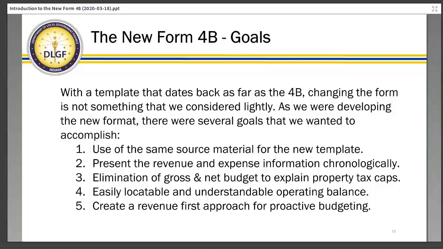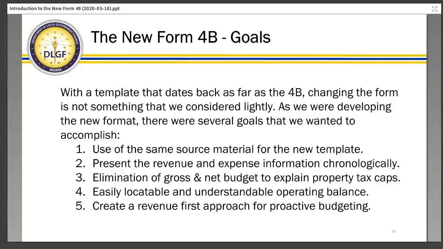Number 4, we wanted to make sure that the operating balance was in a much more prominent position, for the reasons that I talked about before, the importance of that number in the budgeting cycle. We wanted to take it from the middle of the format and put it into a place that is clear both what it is, what it represents, and how that number can be used. The operating balance should be the star of the 4B, and we wanted to make sure that we put it in a place that was consistent with its importance.